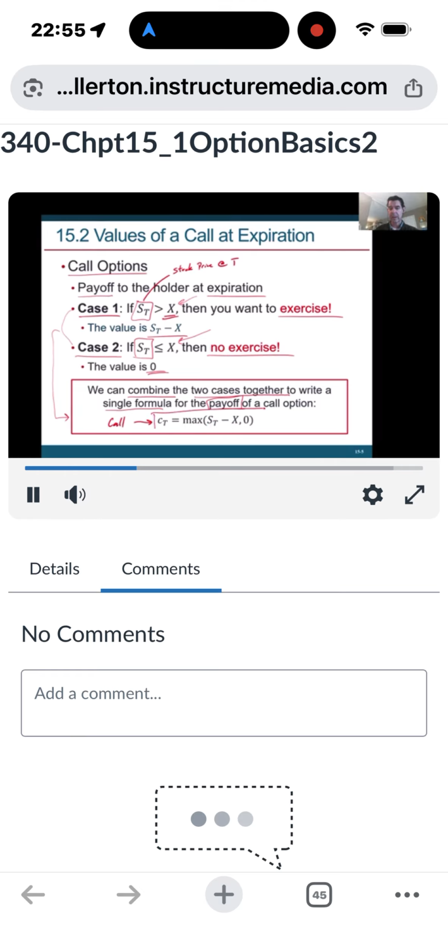In a couple of slides, we'll get an example with this formula. For now, put some stars by it. Very, very important formula that you'll probably want to memorize. The payoff of a call option: the maximum of S sub T minus X and 0. All right, so let's keep moving on here. This is a call option.